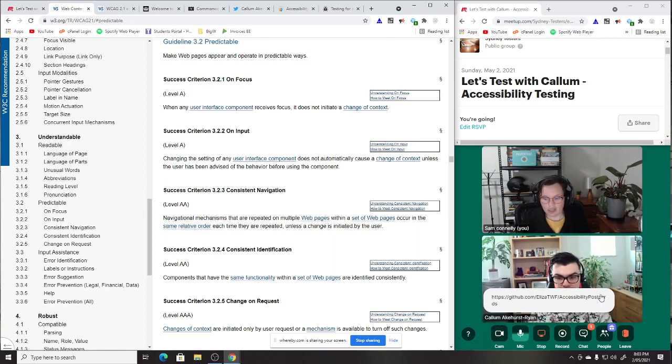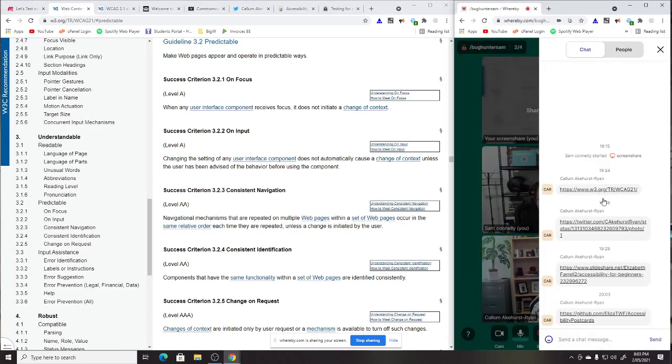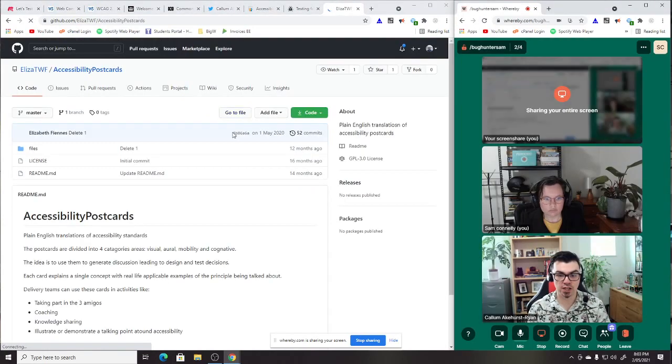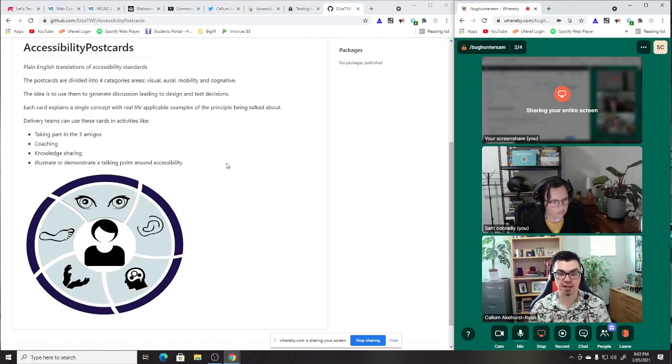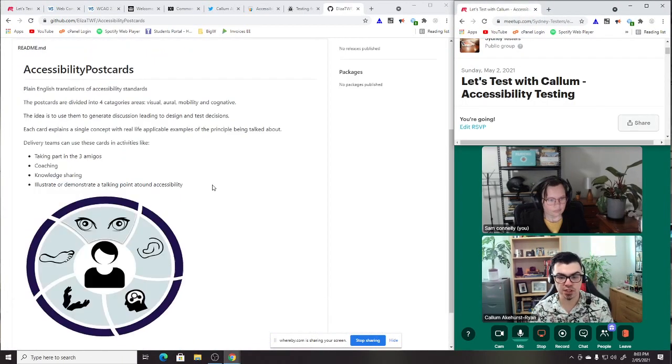There's accessibility postcards as well. Let's open that one up. These are the accessibility postcards that Elizabeth Finesse has made that are really good as well. In a similar vein, she's put together these ones, which I think are pretty cool.